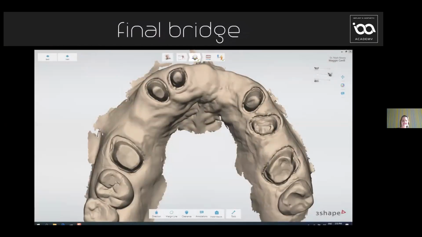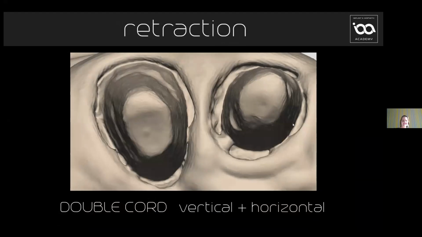So we scanned it. You can see we've moved the final three-unit bridge up on the top left-hand side between the 4 and the 6. Those were horizontal preparations. So in this case, I actually chose just to leave them because I wasn't concerned about the aesthetics going forwards. We decided not to re-prep the teeth. We scanned the patient again. Look at the retraction we have. Again, there's no margins here. So it's a little bit confusing if you're used to looking for a horizontal margin.